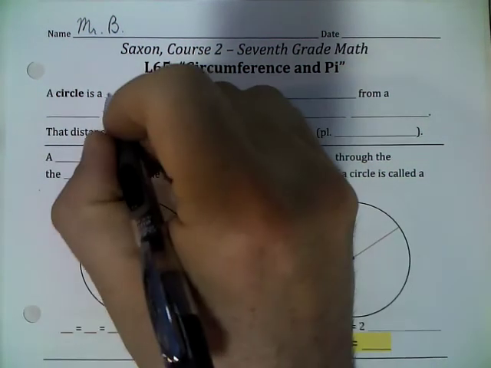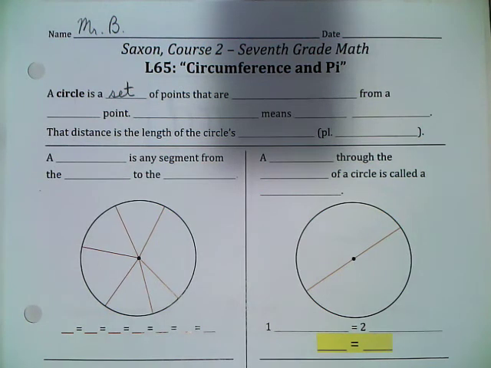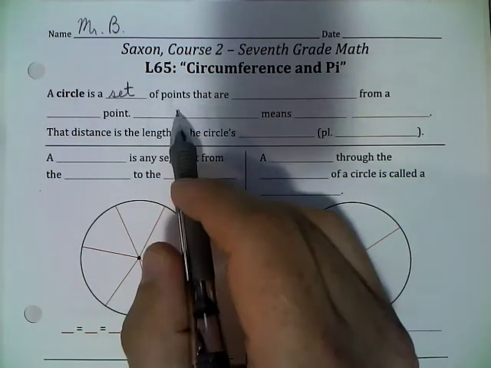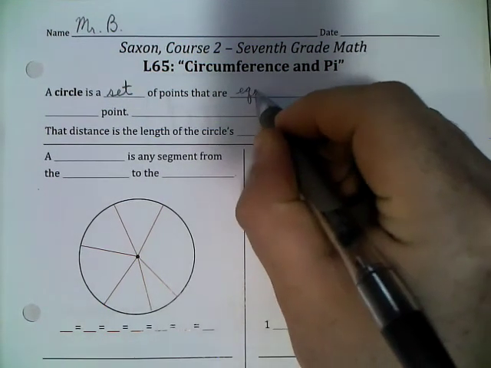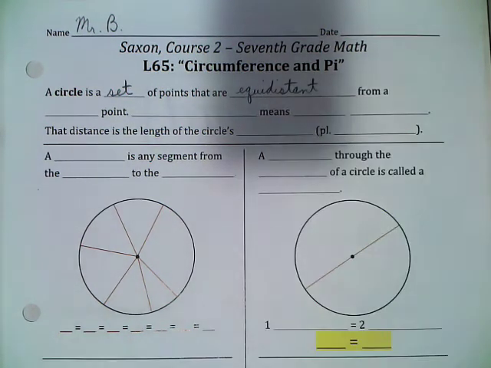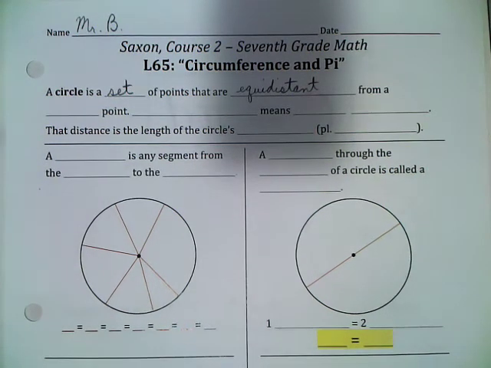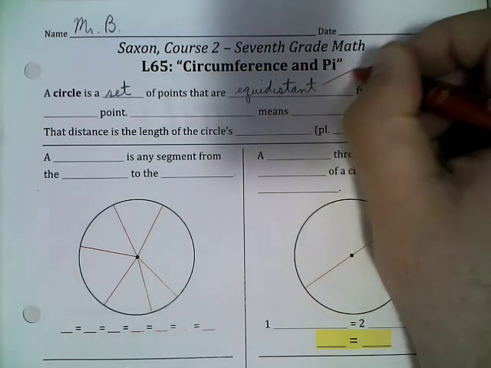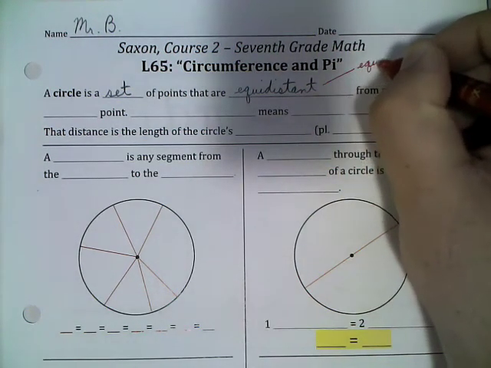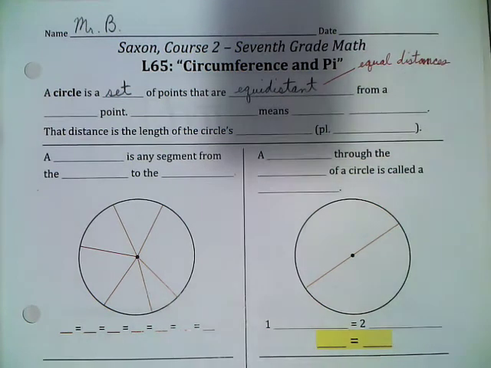A circle is a set. Now remember, set here is just a math word that means a group or a collection. So it's a group or collection, a set of points that are equidistant. And if you break that apart, you can probably guess what that actually means. So equi sounds like equal, and distant sounds like distance. So equidistant means that they have equal distances.